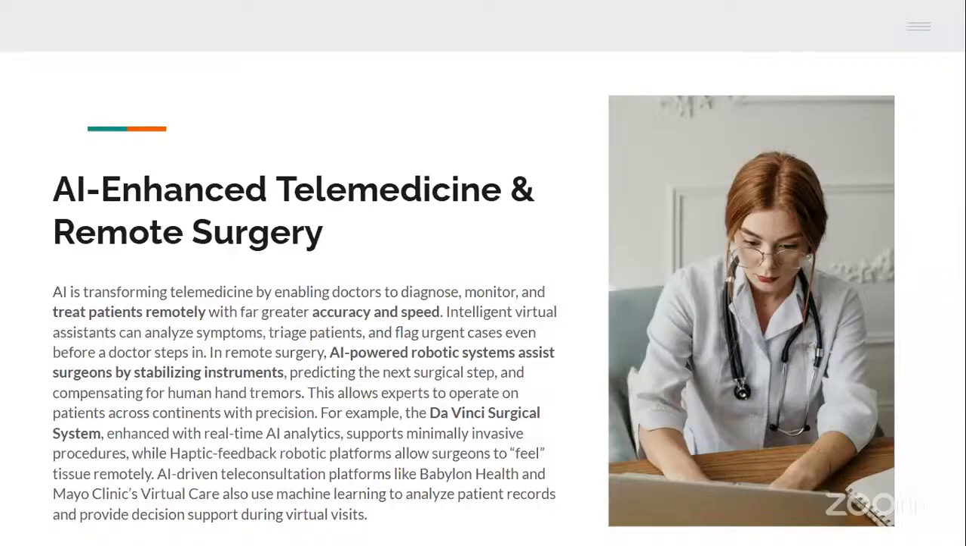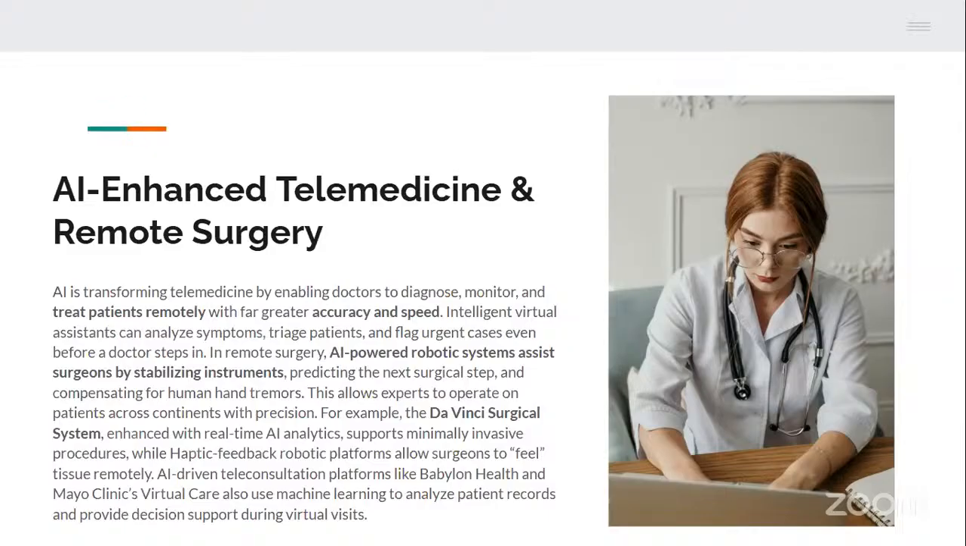And then it can also predict the next particular issue or complexity going on inside the surgery, and it can alert the medical team. This allows the experts to operate on the patients, and it can help really very well in doing these things. So AI analytics supports this particular thing.